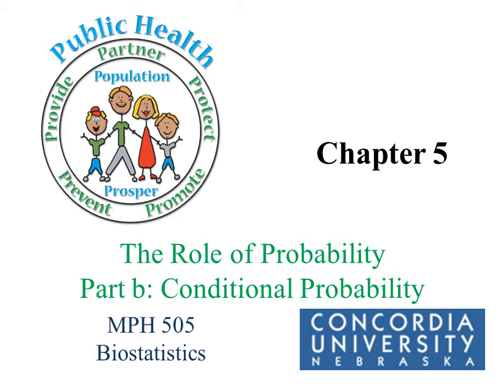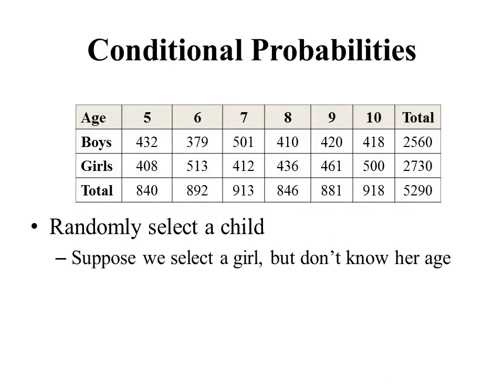Hello, this is part B of the Chapter 5 lesson. In part A, we talked about the basic idea of probability and how to calculate probabilities in very simple examples. In this part, we're going to look at conditional probabilities, how to calculate them, and what they mean.